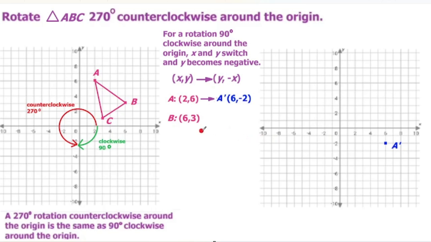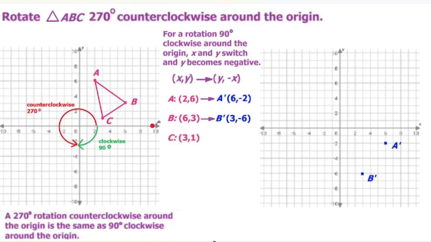So now let's do our point B. Point B is at 6, 3, right? X is 6, Y is 3. So if we switch these and then make Y negative, it's going to be 3, -6. See? 3, -6. So then we can plot B prime. So it's 3 on X and -6 on Y.